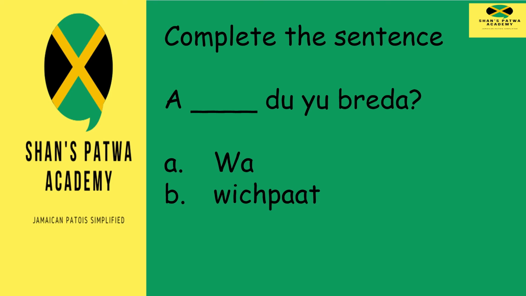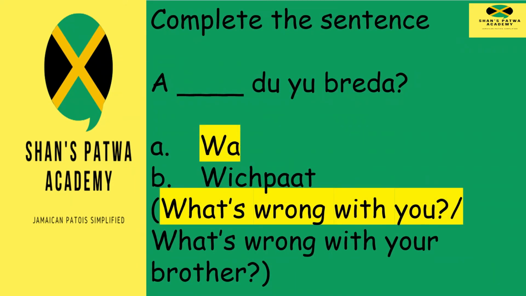Complete the sentence. How do you, brother? This sentence means, or this question means, what's wrong with you? How do you, brother? In this case, brother is just a way to refer to someone, especially a male.